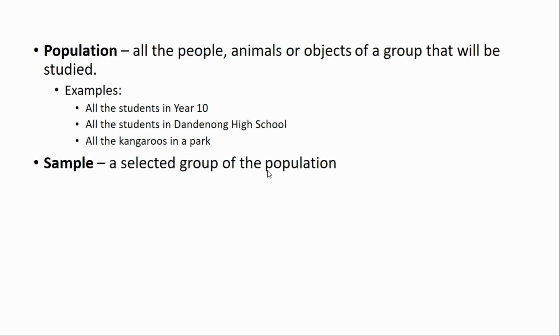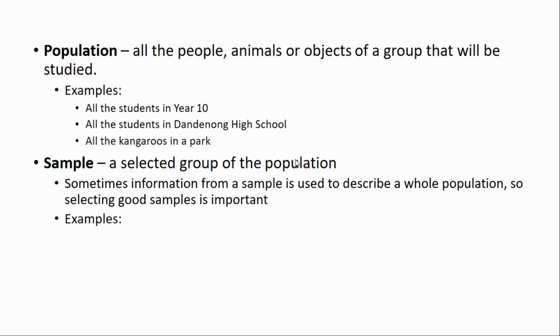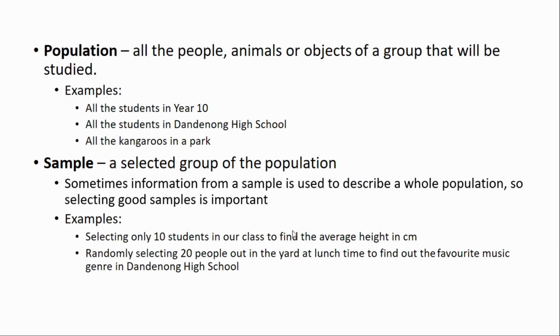So we often use something called a sample, which is a selected group of the population. And sometimes information from a sample is used to describe a whole population, so selecting good samples is very important. Some examples of samples could be selecting only 10 students in our class to find the average height in centimeters, or maybe selecting 20 people out in the yard at lunchtime to find out the favorite music genre in Dandenong High School. So the smaller samples represent the bigger group there. Alright, so that's what the difference between population and sample is.